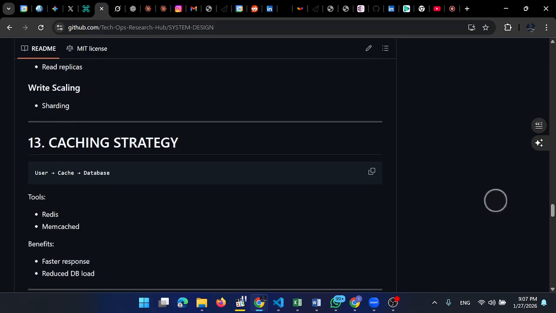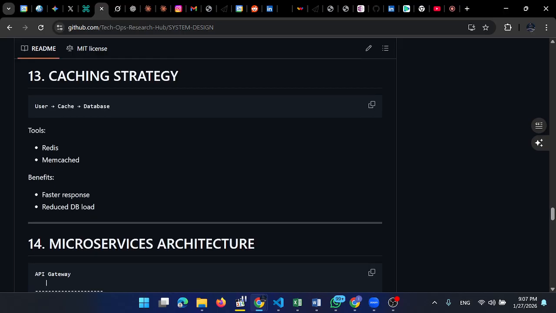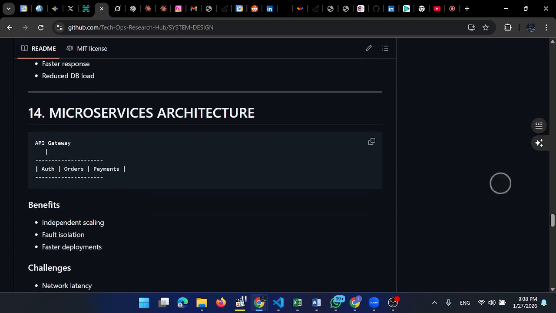And then we have caching strategies. When it comes to caching strategies, we're looking at user, cache, then database. You as the user get to cache, and then you get to do that from the database. So which tools should we consider when looking at this? One of them is Redis, and then we have Memcached. So what are some of the benefits? One, faster response. Two, reduced database load. Very, very important.